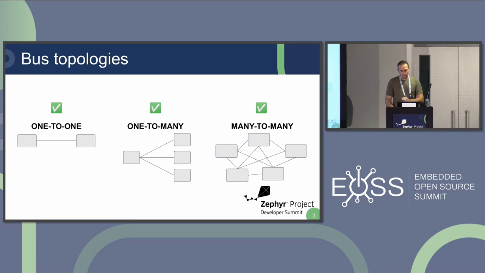And all the topologies are covered by the bus: one-to-one, one-to-many, and many-to-many. So we can do that, I could say, easily. Many times you can see scenarios where you have threads talking to listeners, callbacks, and everything else.